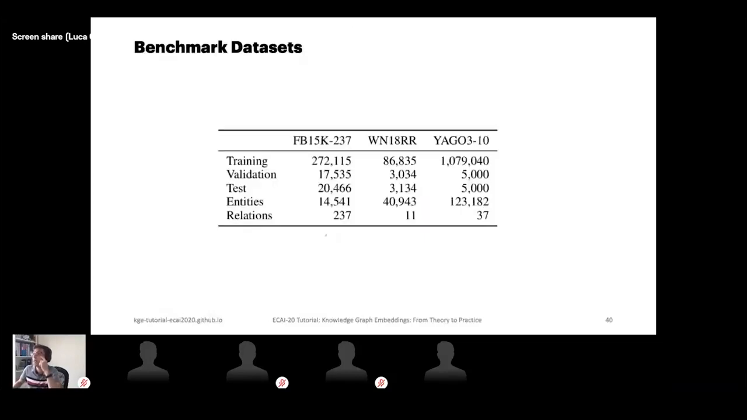Now, there are some benchmark datasets out there, which are subsets of popular publicly available knowledge graphs like Freebase, WordNet, and YAGO. If you're familiar with benchmark datasets in graph neural networks, for example, you immediately realize that these are way bigger. We have 250,000 triples here, 1,000,000 triples here. So they're orders of magnitude bigger than what's used in other communities.